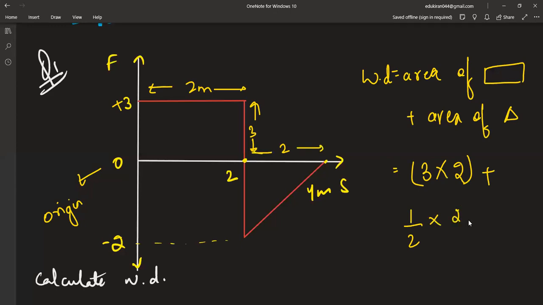So half base into height. What is the height? Height is this, so this is -2. So into -2, the 2 will be cancelled. This is 6 minus 2, which is 4. So if this is minus, you will write it as minus, because these are scalar quantities. We have to write them as it is.